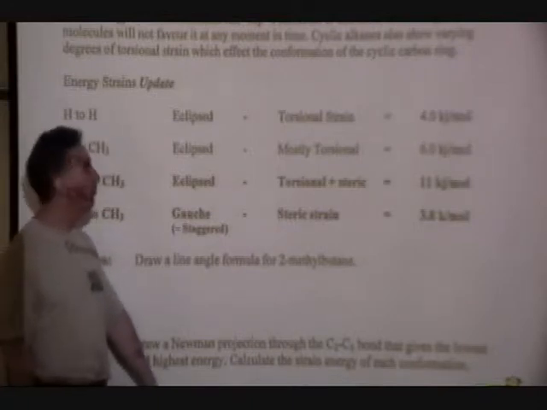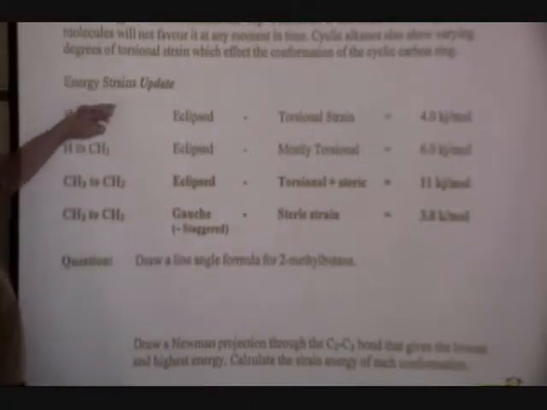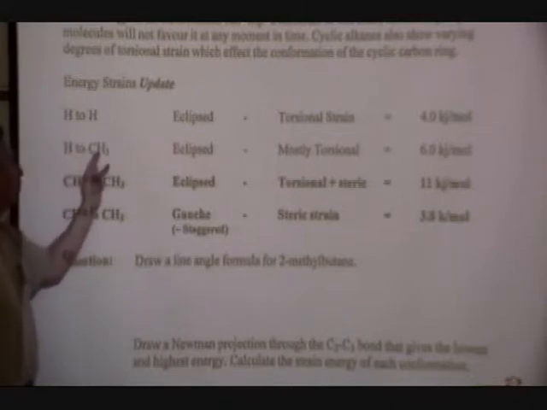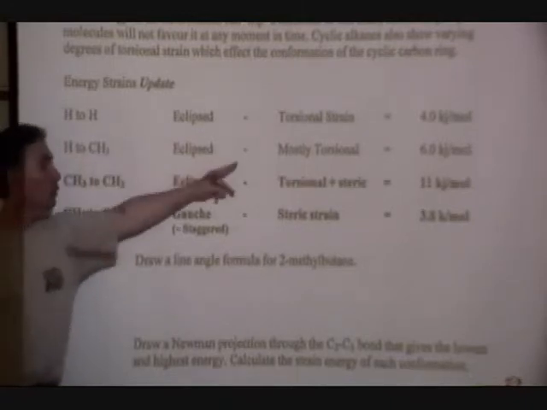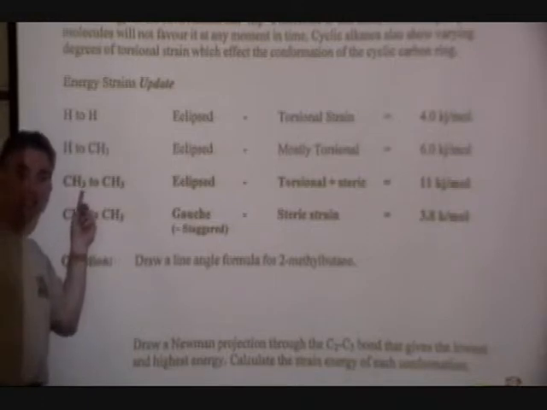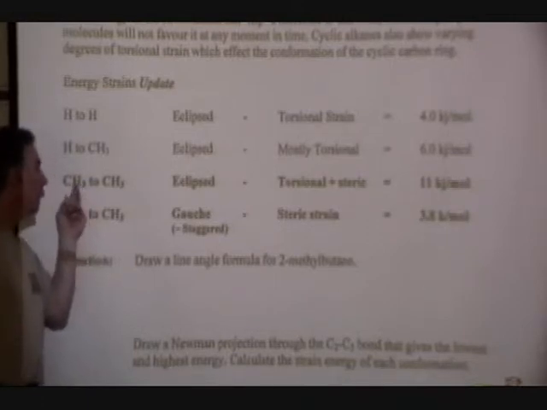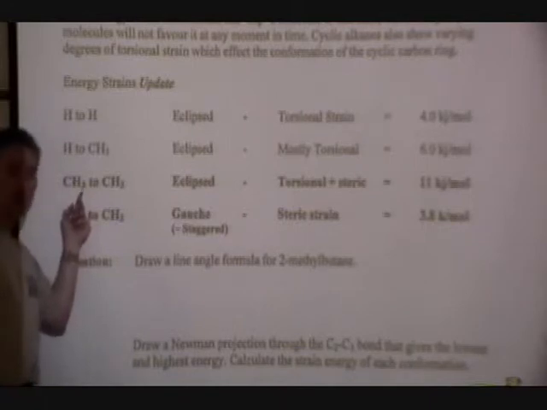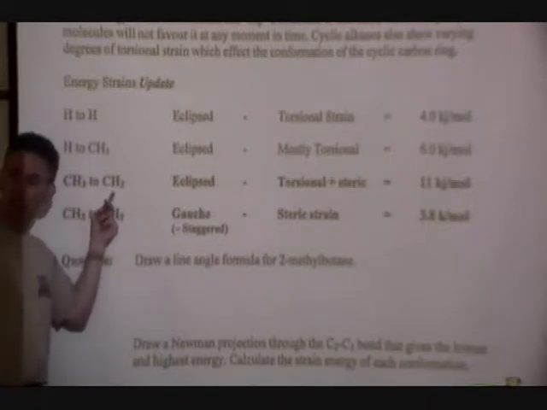Updating our table of strain energies again. We've got the H2H, which is 4, H2CH3, eclipsed, which is 6. And then we have a situation in the eclipse conformation where it's a CH3 group attached to the carbon, eclipsed behind another CH3 group on the second carbon. And this causes a whopping 11 kilojoules per mole of strain energy.